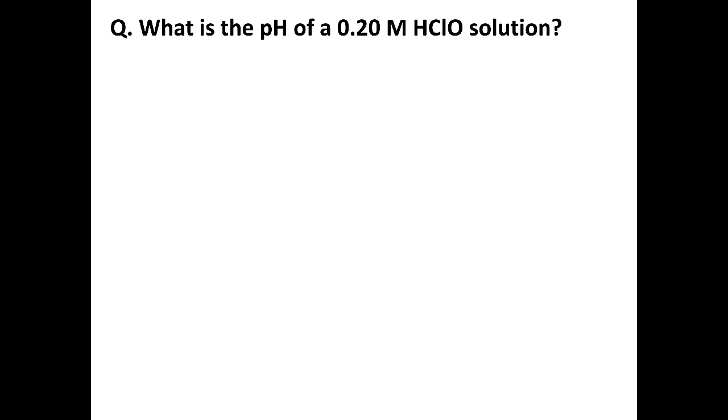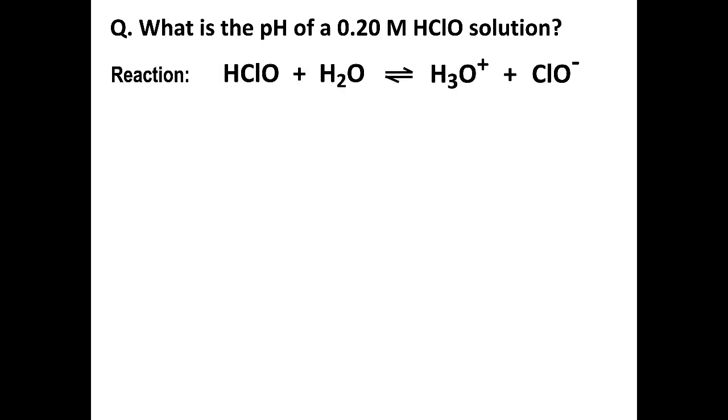And we can now use this. If we have Ka values, we can determine pH of solutions without actually measuring. So usual equilibrium stuff now applied to acids. What is the pH of a 0.20 molar HClO solution? And the reaction is HClO reacts with water to make H3O plus and ClO minus.